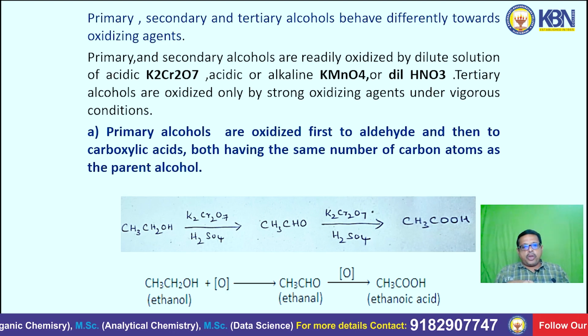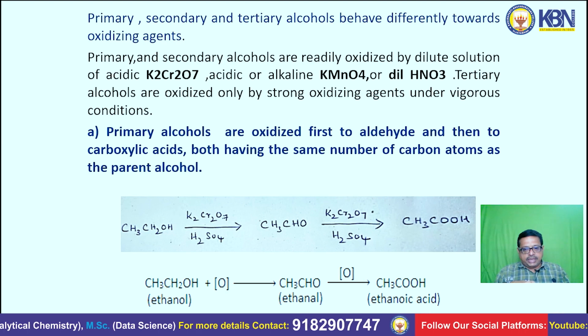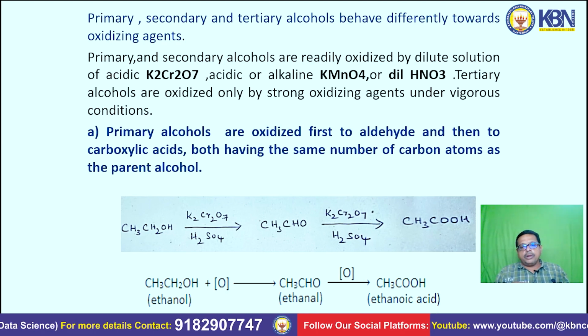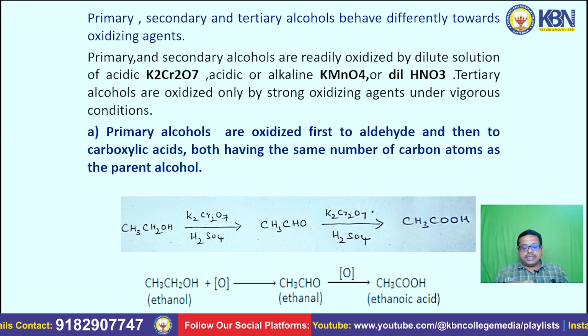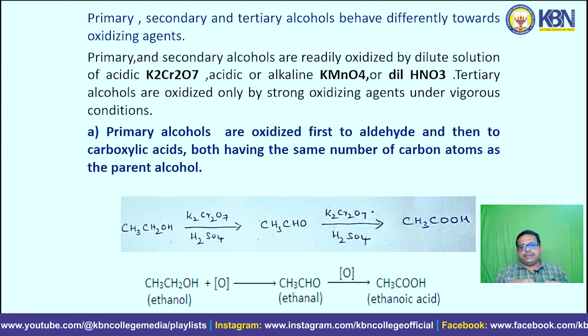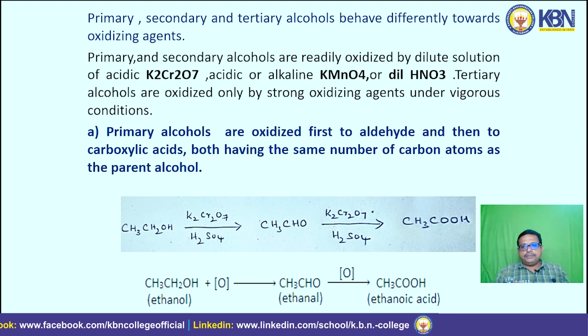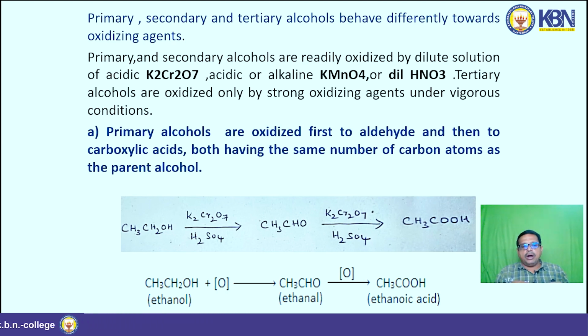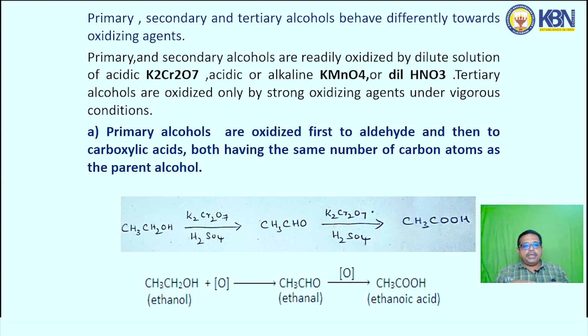In the first step, ethyl alcohol is converted to aldehyde, that is acetaldehyde. Then on further oxidation, it will give acetic acid. Here the carboxylic acid and aldehyde have the same number of carbon atoms as the parent alcohol, that is ethyl alcohol.